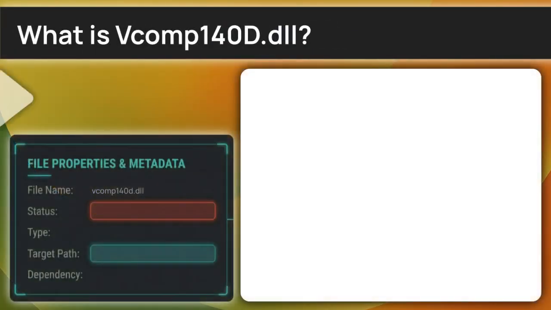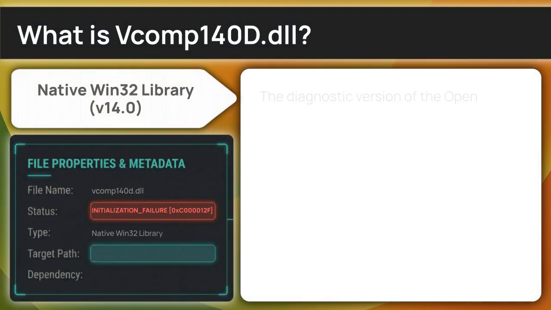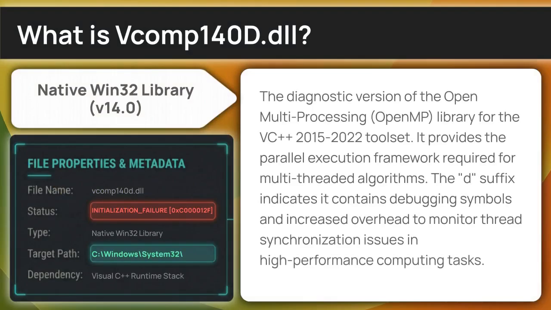This is the Visual C++ OpenMP140 debug, the diagnostic version of the Open Multiprocessing OpenMP library for the VC++ 2015-2022 toolset. It provides the parallel execution framework required for multi-threaded algorithms. The D suffix indicates it contains debugging symbols and increased overhead to monitor thread synchronization issues in high-performance computing tasks.